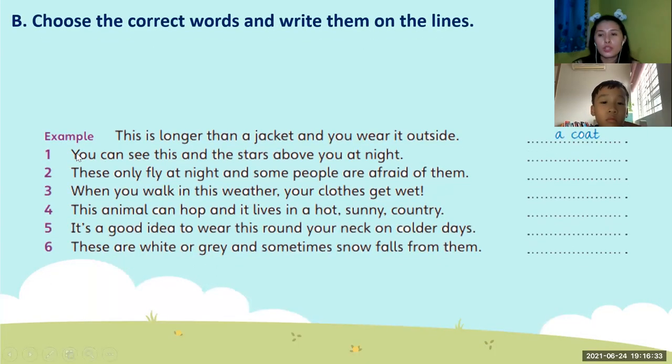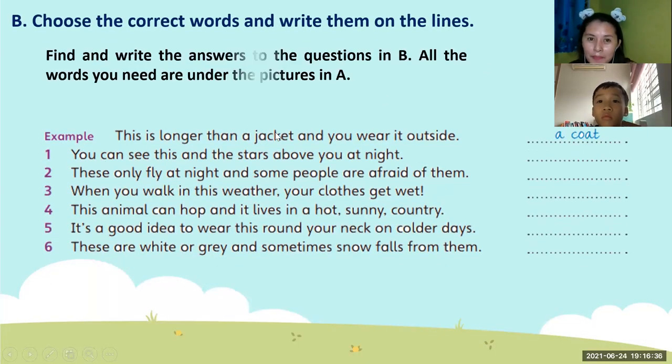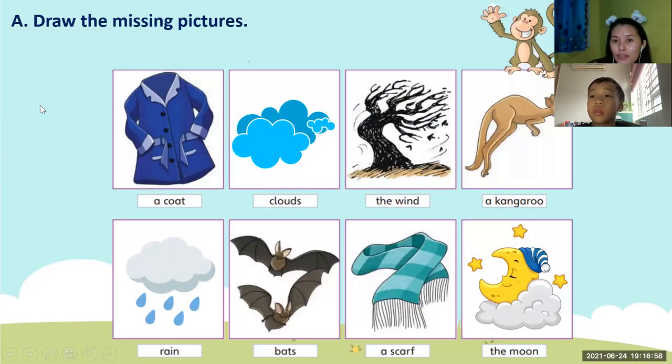So what you will do this time, choose the correct words and write them on the lines. Find and write the answers to the questions in B. All the words you need are under the picture in A. Those are the choices: 1, 2, 3, 4, 5, 6, 7, 8. Those are the words. Do you want to familiarize with them for a while?